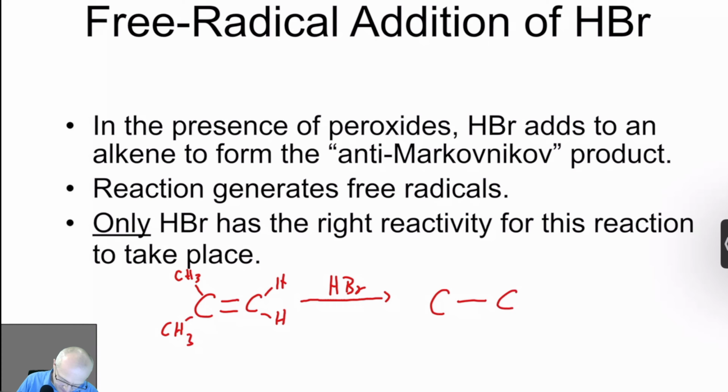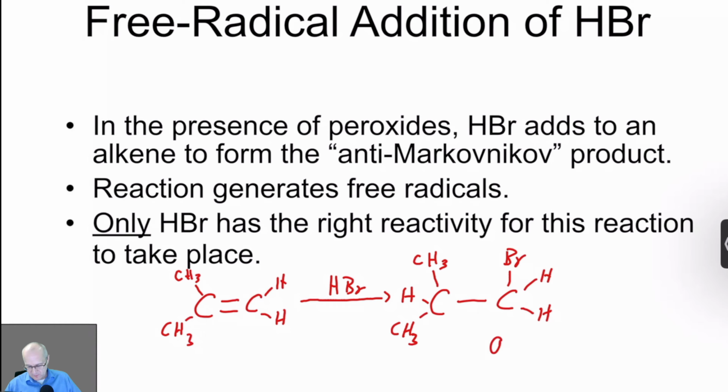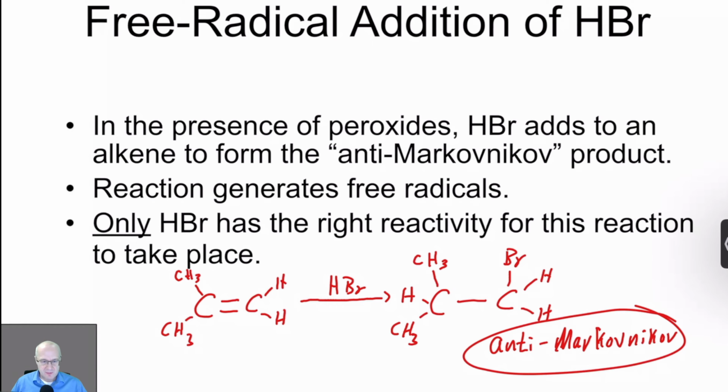And we want it to make the anti-Markovnikov product. That's what we want. This is the anti-Markovnikov product. To do that, you put peroxide down here. You add peroxide to the bottom. If it was just HBr, the Br would go here. But the addition of peroxide puts the Br on this carbon over here.